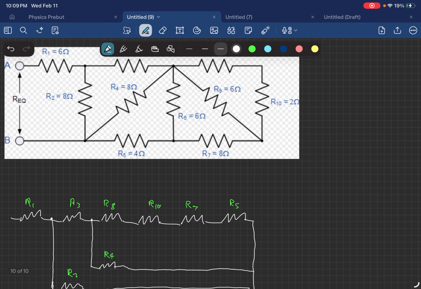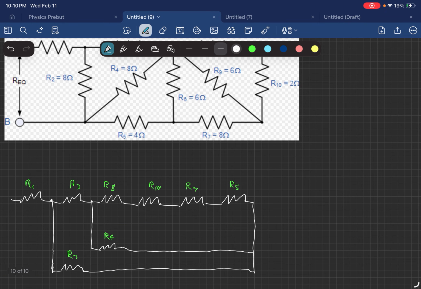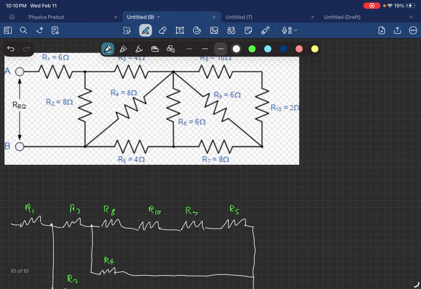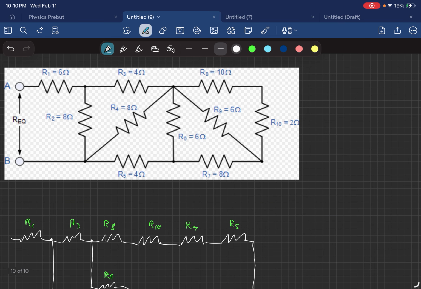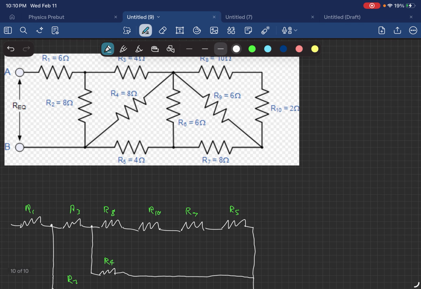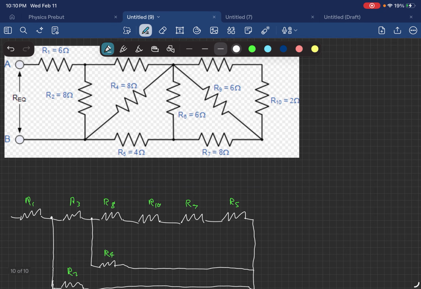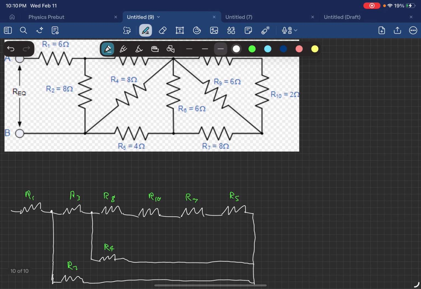Next, we have here R6. R6 is located between R3 and R8. So yeah, same as R4. What you're gonna do is just do the same thing. This is your R6. That's 6, right? Yeah, that's R6, and it's connected between R5 and R7. So that'll look like this.